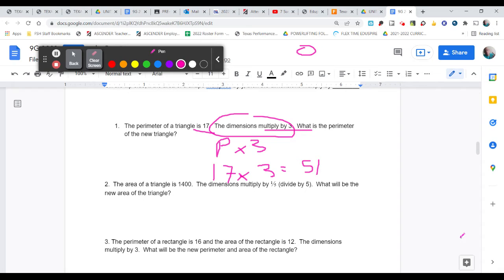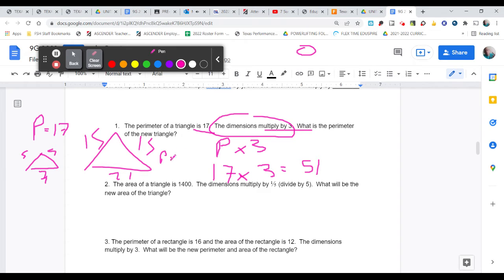If you want to try to prove it, say we have a triangle here and the sides are 5, 5, and 7. The perimeter is 17. We triple the dimensions, so now we have a triangle that's 15, 15, 21. This perimeter, if you add up the sides, is 17. This perimeter is going to be 51. So you can create these things, put numbers to them, and see if I'm right or if I'm just a total tinfoil hat Looney Tune.